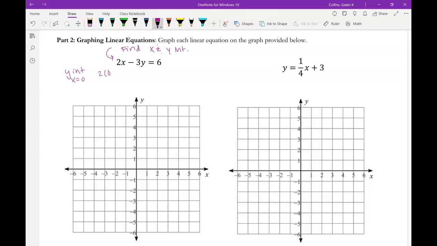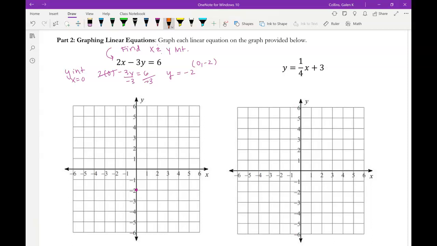So if I want my y-intercept, that is where x is 0. So substitute 0 for x. We get negative 3y equals 6. Divide both sides by negative 3. And y equals negative 2. All right, so our y-intercept is the ordered pair (0, -2). And I'm going to plot that on our y-axis down here.